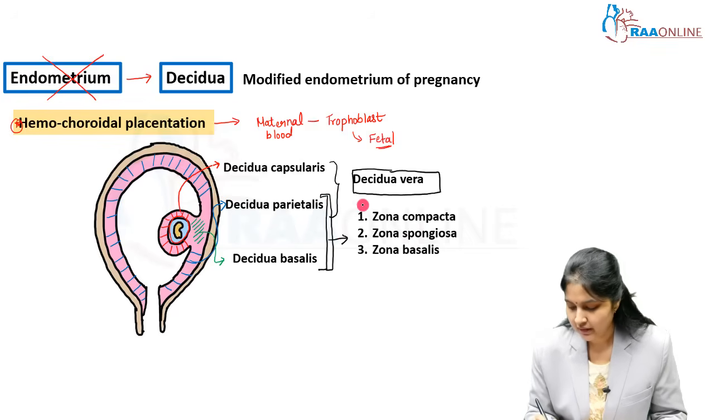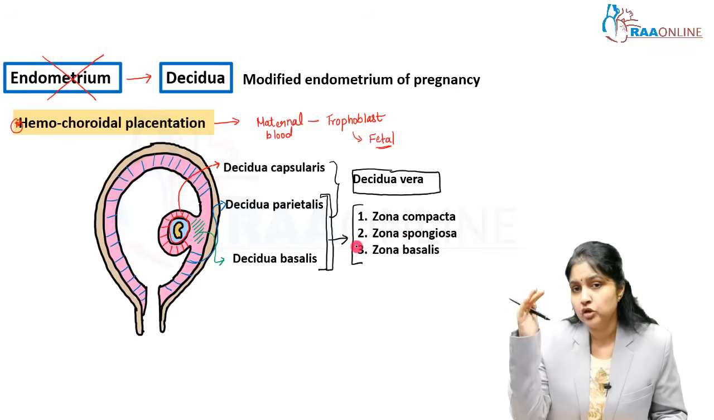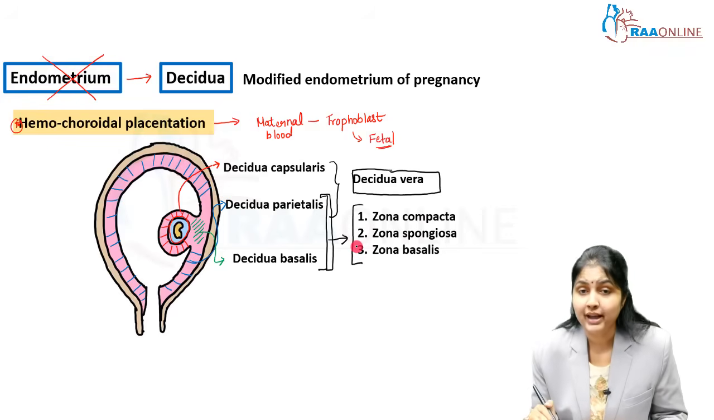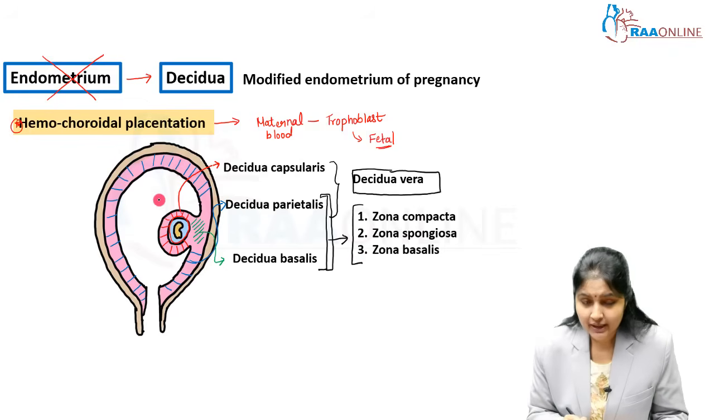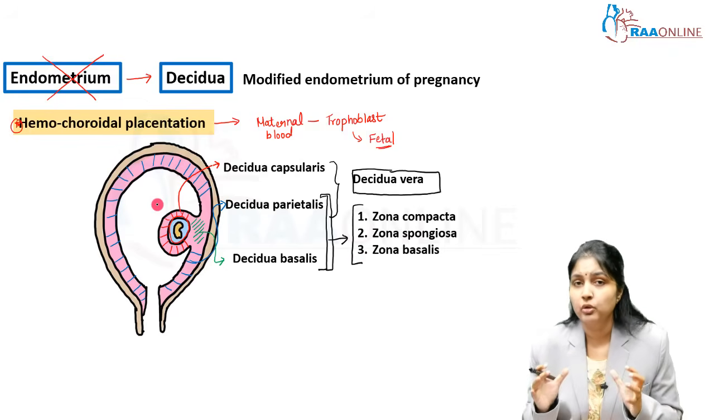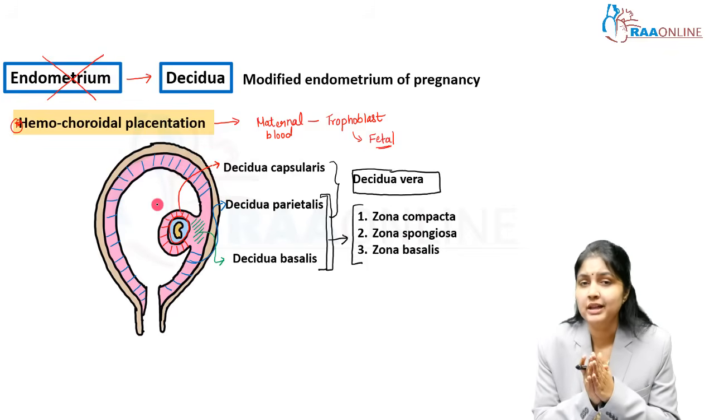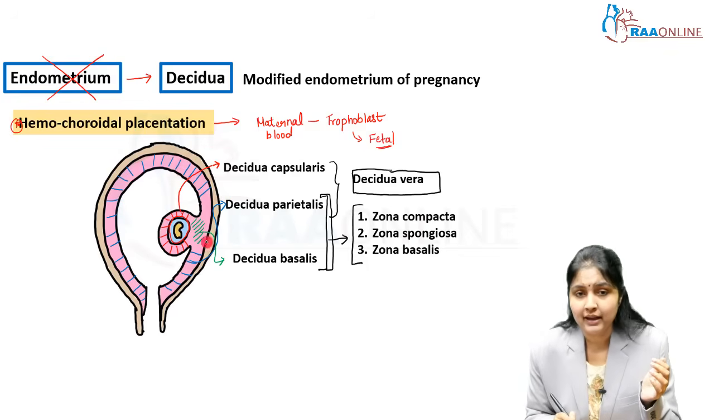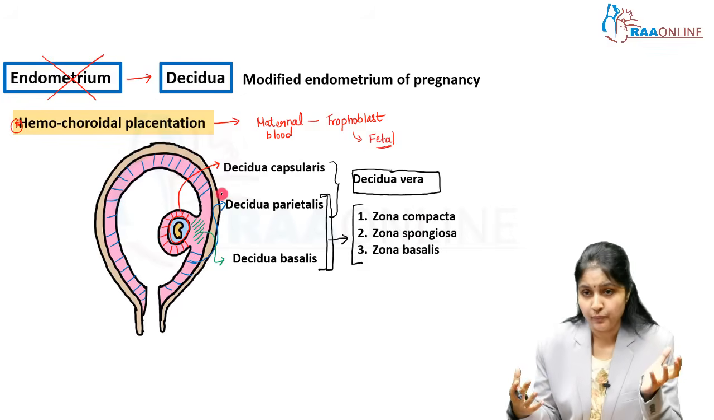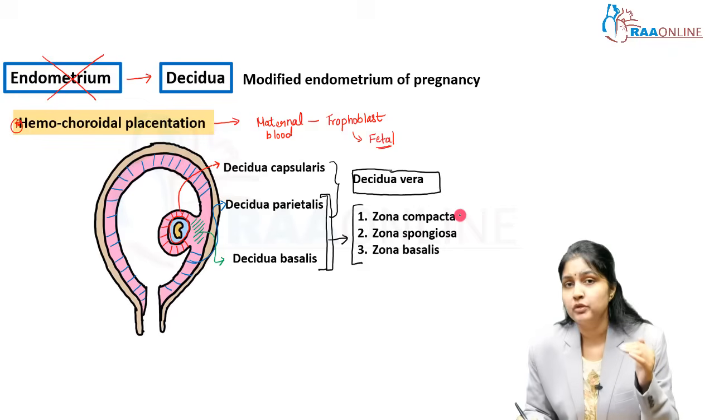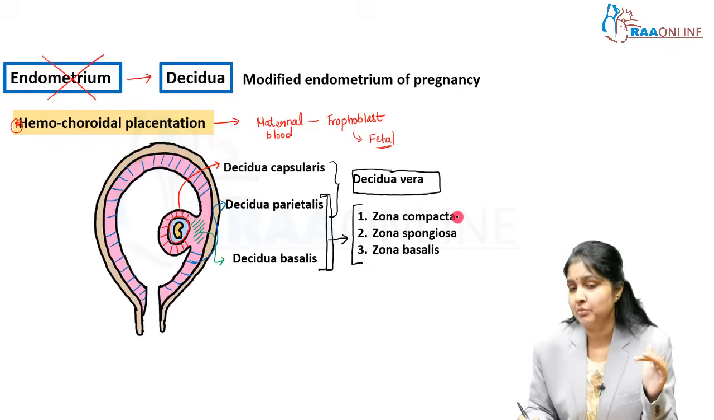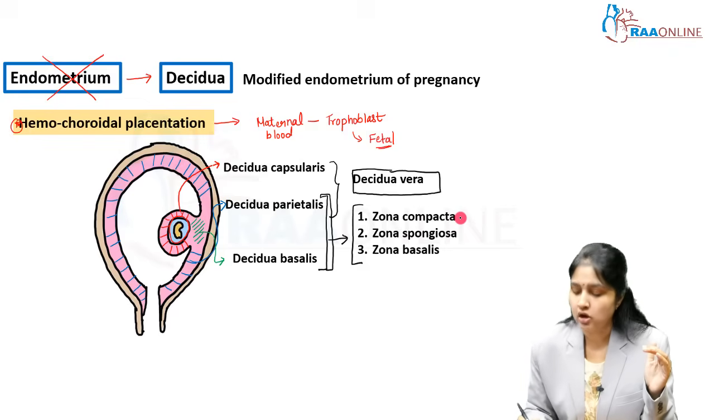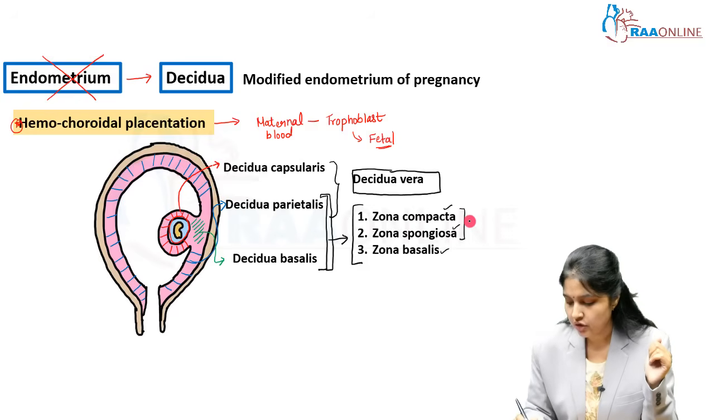are again divided into 3 layers from top to bottom, not decidua capsularis, because decidua capsularis gets compressed by the growing fetus and it just becomes a thin sheet of film, whereas the parietalis and basalis continue to grow. So there are 3 layers starting from top to bottom, just like how we have seen the endometrium having layers. There's going to be zona compacta on the top, zona spongiosa just below it, and zona basalis. The compacta and spongiosa are going to be called zona functionalis.